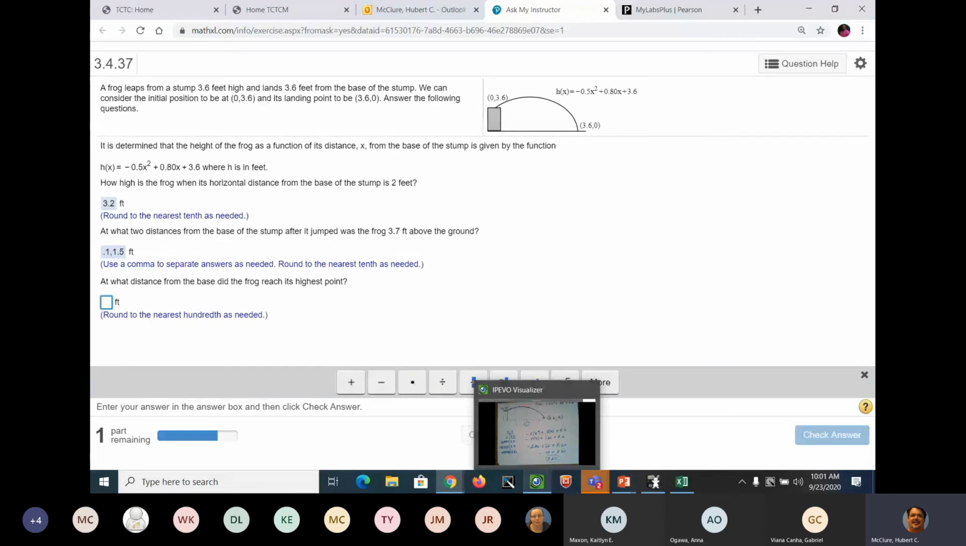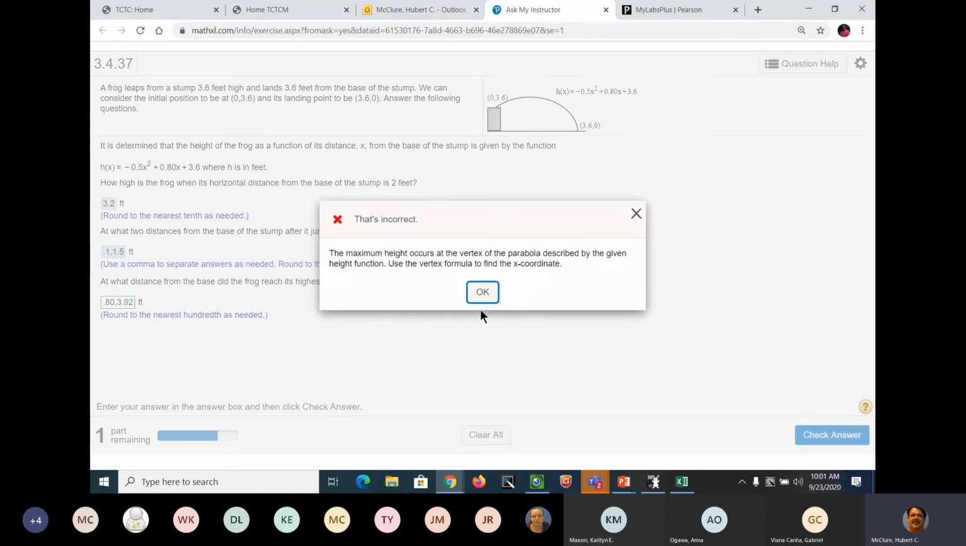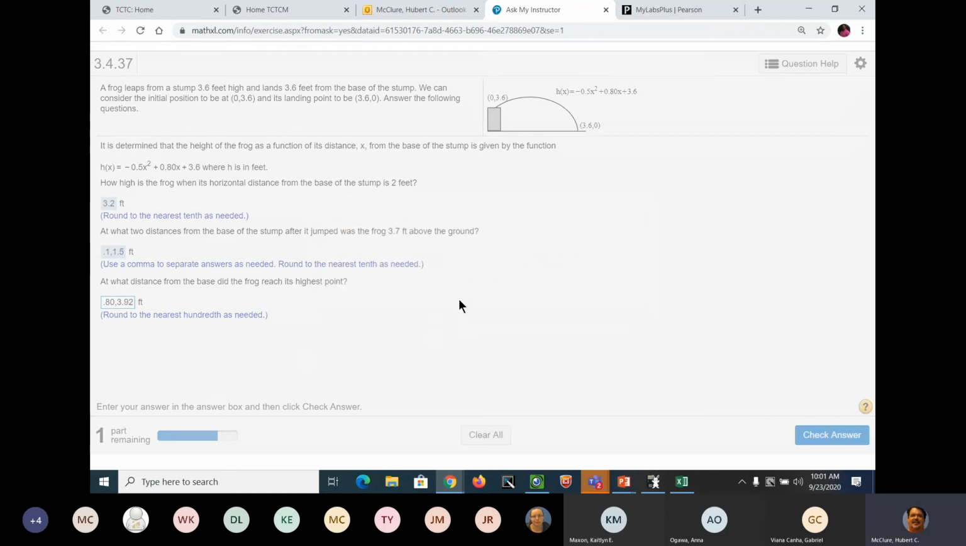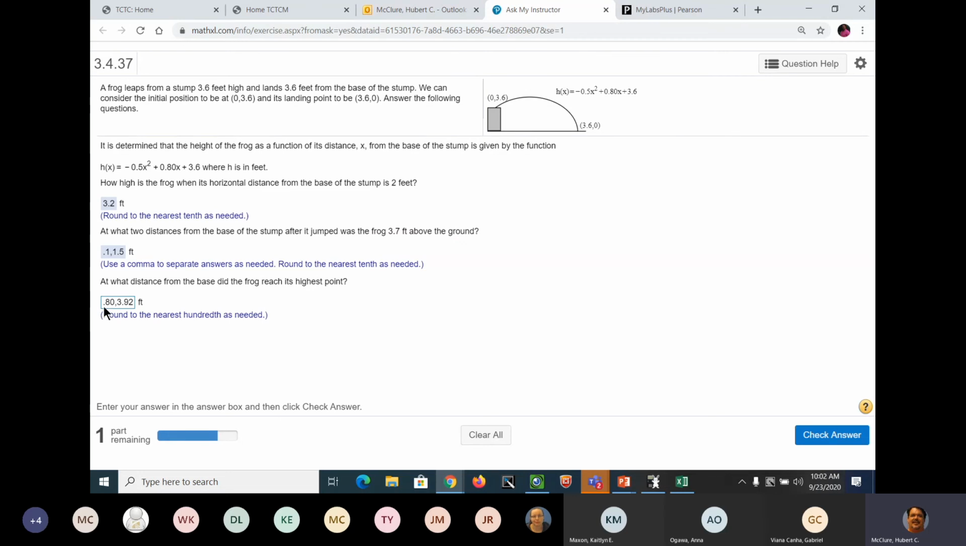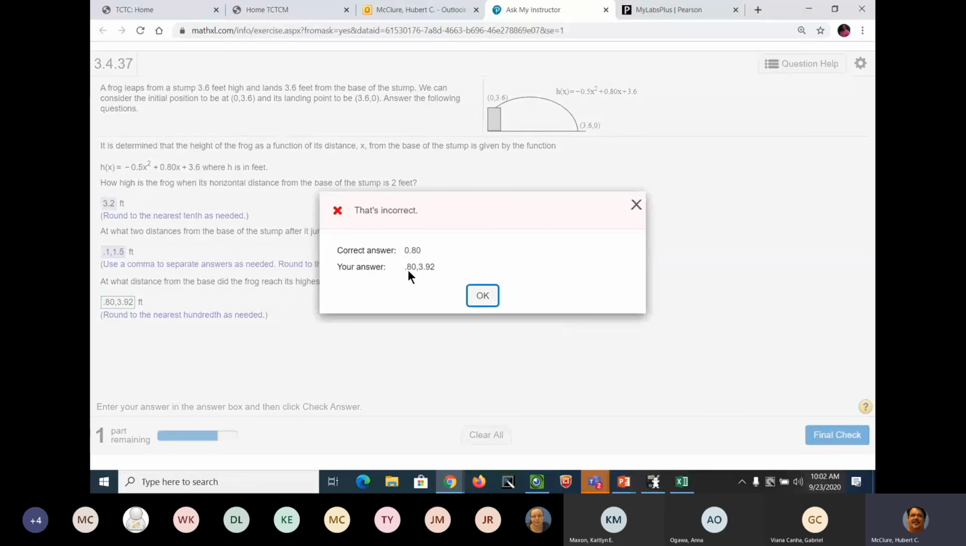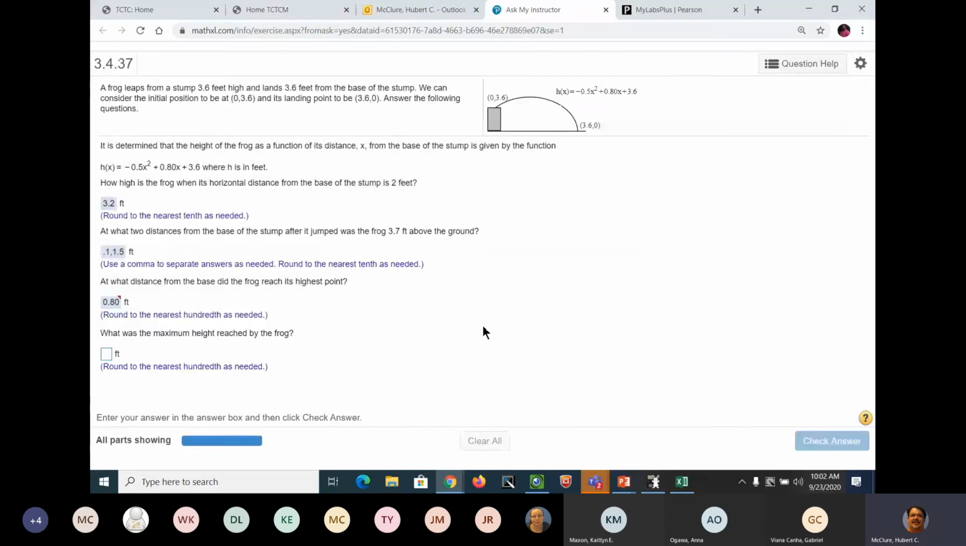So that's going to be 0.80, comma, 3.92. And I probably didn't round correctly. Let's see what they rounded to. Oh, they just want the X. I'm sorry, 0.8. What was the maximum height reached? Oh, come on. 3.92.